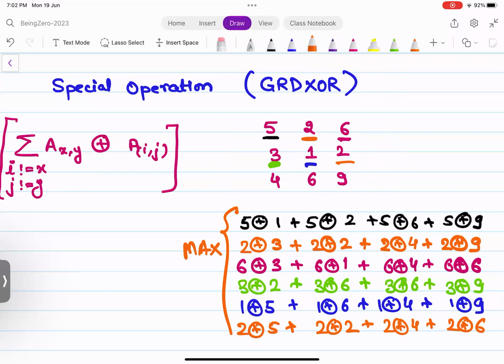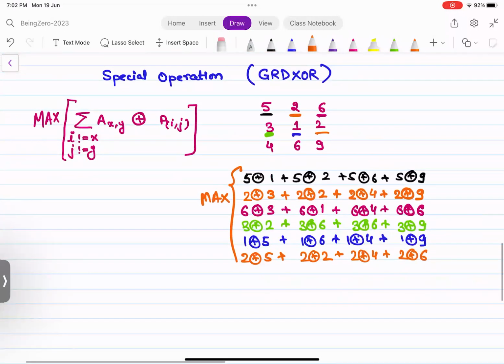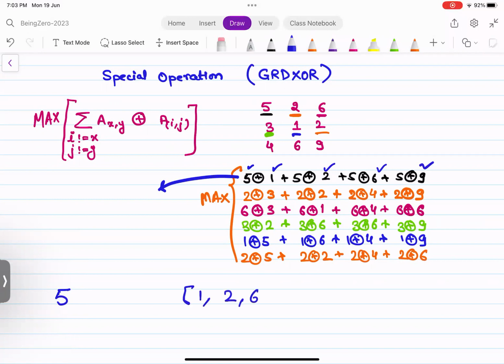Yes, sir. Now, the point is, if we want to find the XOR of a number with other numbers, we want to do the summation. If I just pick one expression out of all these expressions we wrote, let me pick the first one. We want to find the value of 5 XOR with different numbers. We are XORing 5 with numbers 1, 2, 6, and 9, and this summation we are interested in finding.